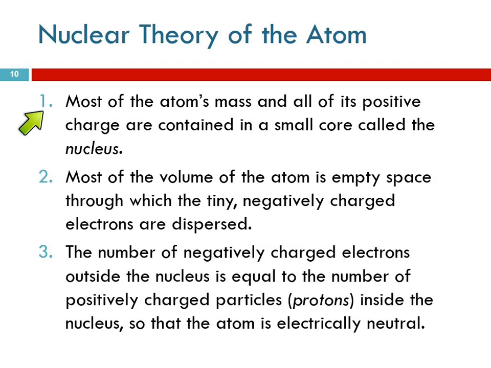The nuclear theory says most of the atom's mass and all of its positive charge are in a small core called the nucleus. Little tiny part in the middle, that's where all the positive charge is and most of the mass. Most of the volume of the atom is empty space. And in that empty space, we have the negative electrons, little teeny tiny electrons, doing something. And the number of negatively charged electrons, which are flying around outside the nucleus, is equal to the number of positively charged particles, called protons, that are inside the nucleus. So the atom is electrically neutral.